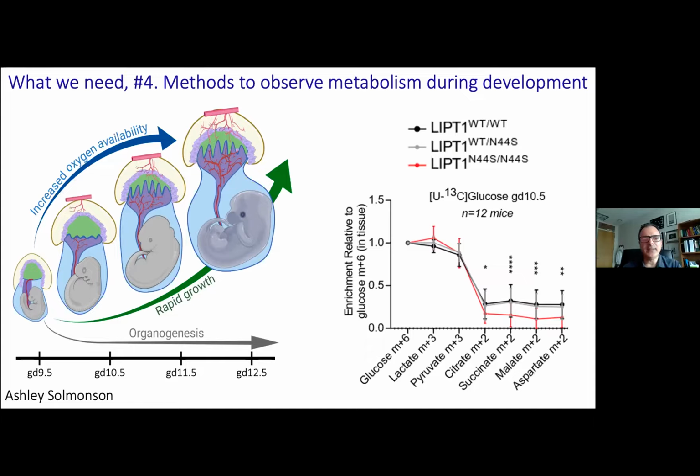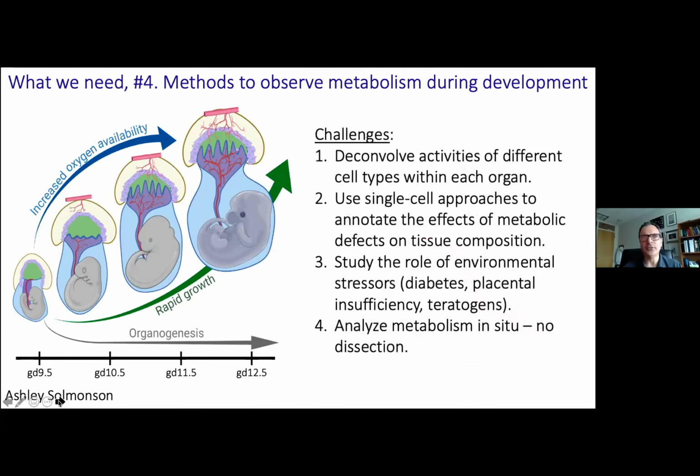So I think that's exciting, and I hope we've just scratched the surface on what we can do with these kinds of approaches. Here are some challenges that we need to address in developmental metabolism in the coming years. And the ultimate goal, of course, is to be able to assess metabolic features completely in situ using mass spec imaging and biosensors and perhaps other approaches on intact tissues without the need for dissection.